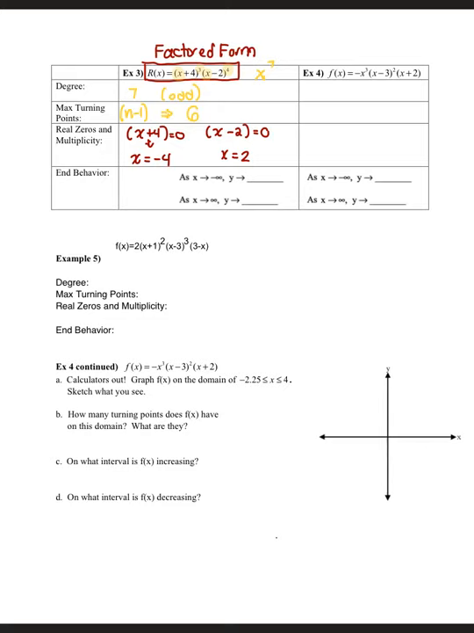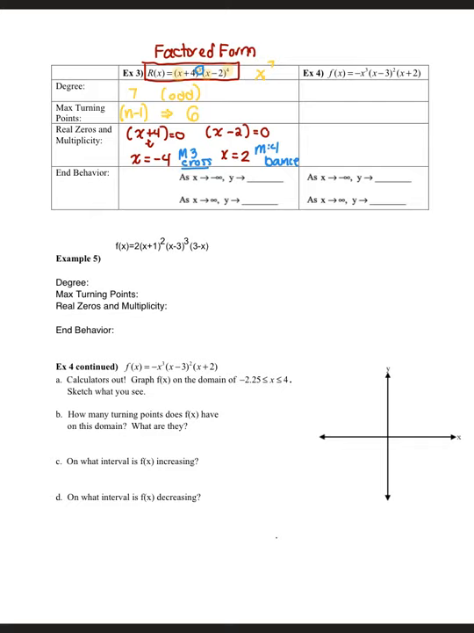However, the next thing we need to look at is the multiplicity. This first one has a multiplicity of 3, which means that at negative 4, since this is an odd multiplicity, we will cross the x-axis at this point. The second one, x equals 2, has a multiplicity of 4. Because that's an even multiplicity, this one will bounce off of that point on the x-axis.